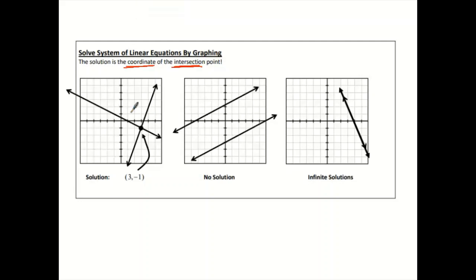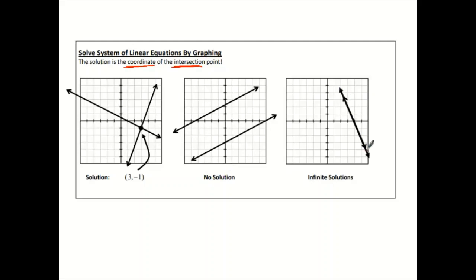If we look at this first example, our two lines are touching at the intersection point 1, negative 1. If we look at our example here, our two lines are not touching at all. So that means that we have no solution.